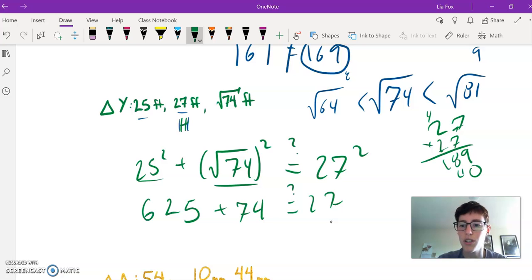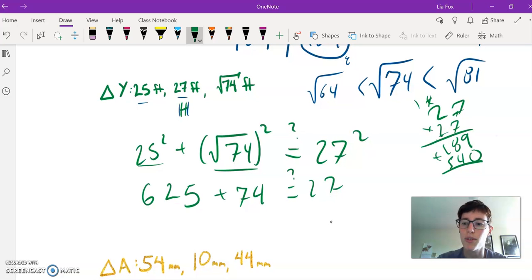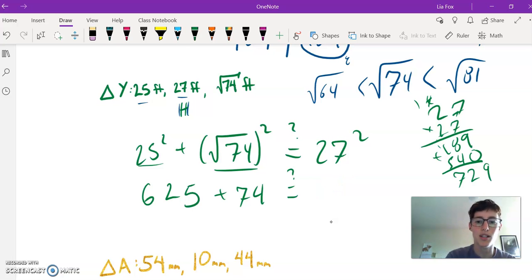2 times 7 is 14. This time I carry the 1. 2 times 2 is 4 plus the 1. This time I won't let it go. It's 540. Add them together. 9, 12, 729. All right. Oh, what have I done? Let's put that down in our answer.